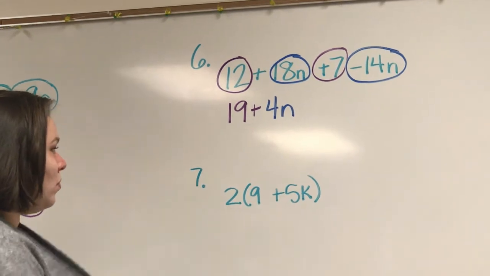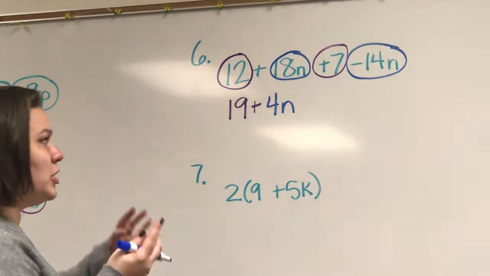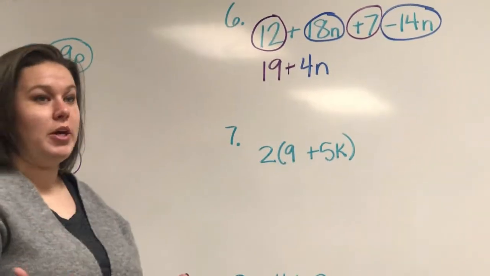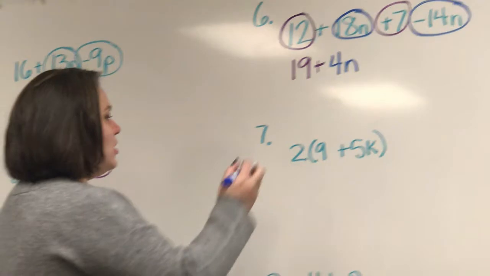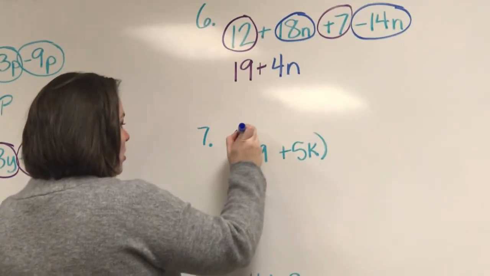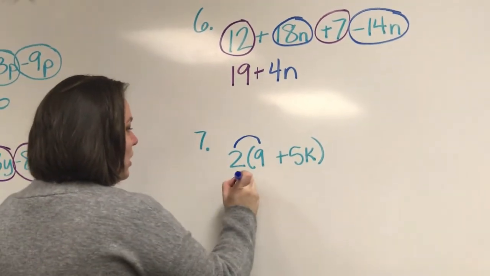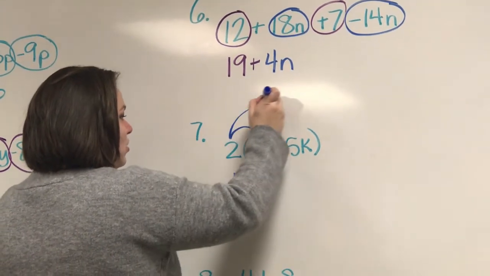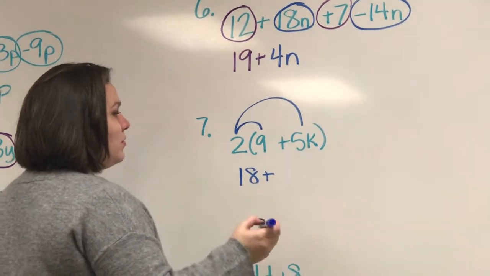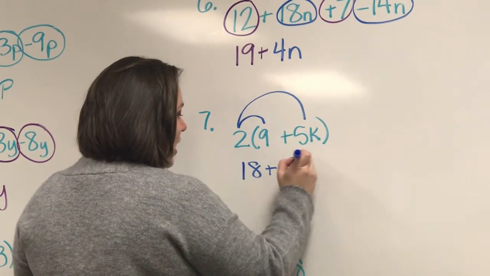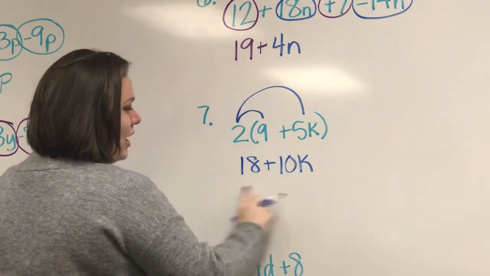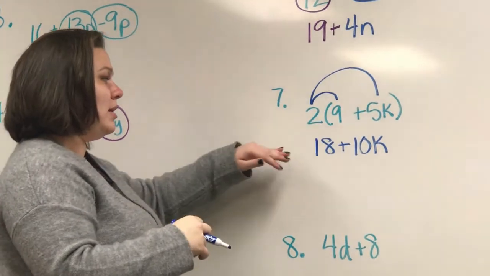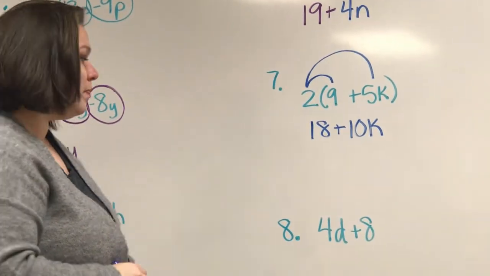All right. So now we're kind of switching gears and not just combining like terms. We are writing equivalent expressions. This one, you're doing the jumping. So 2 times 9 is 18. Keep your same symbol. 2 times 5k would turn it into 10k, and we don't have any symbols that we need to combine, or like terms that we need to combine in this, so that would be your final answer.